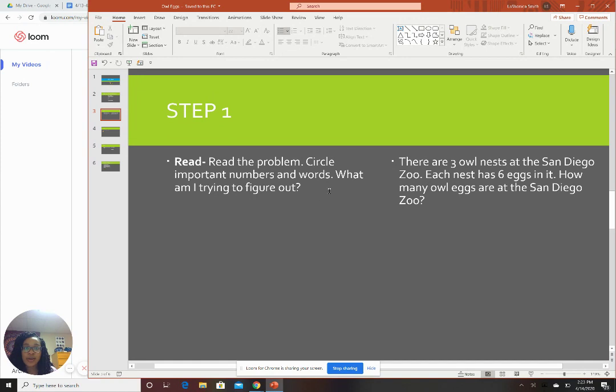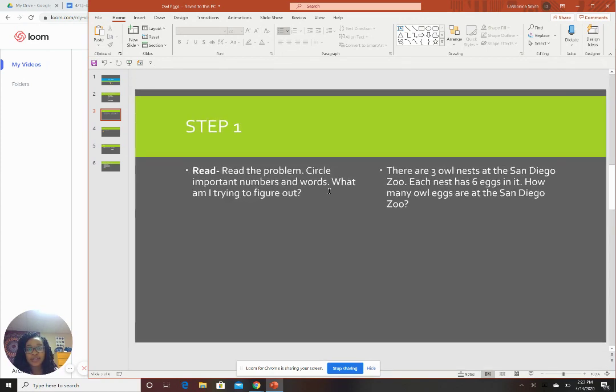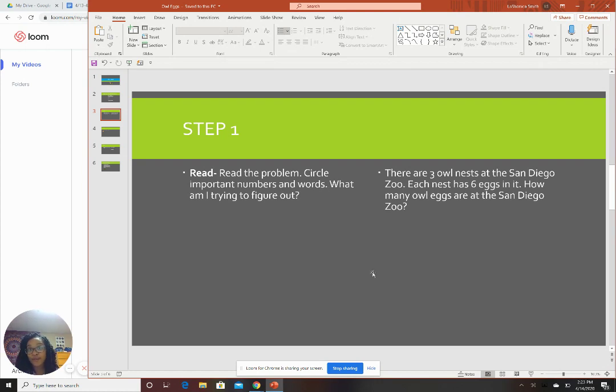Okay, so step 1 is read the problem, circle important numbers and words, and think to yourself, what are you trying to figure out? So as I read, I want you to be thinking of important numbers or anything that's important in the word problem, okay?